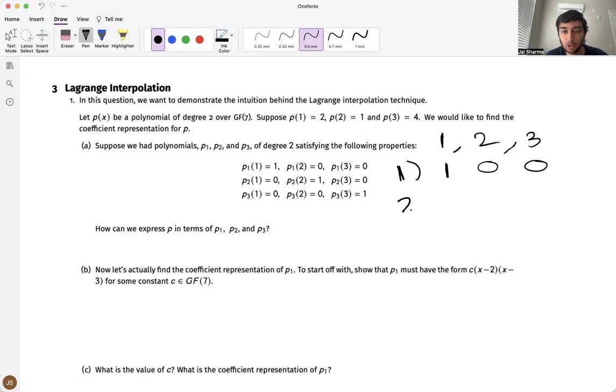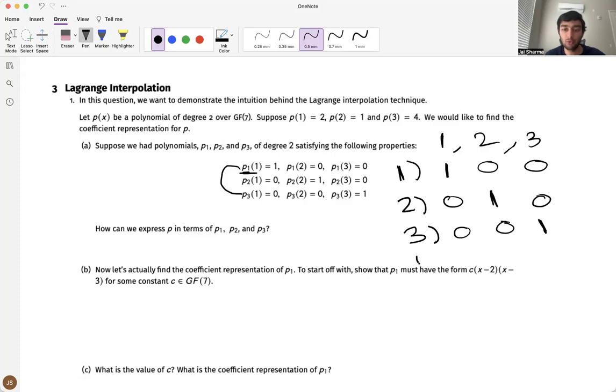And for polynomial number 2, if you give me a 2, I'll give you a 1, but anything else, I'll give you a 0. And for polynomial 3, if you give me a 1 or a 2, I want a 0, right? But if I give you a 3, give me a 1. That's what this graphic right here is showing us, where P1 is the first polynomial, so you have the 1, 0, 0 right there, and then 0, 1, 0, and 0, 0, 1.